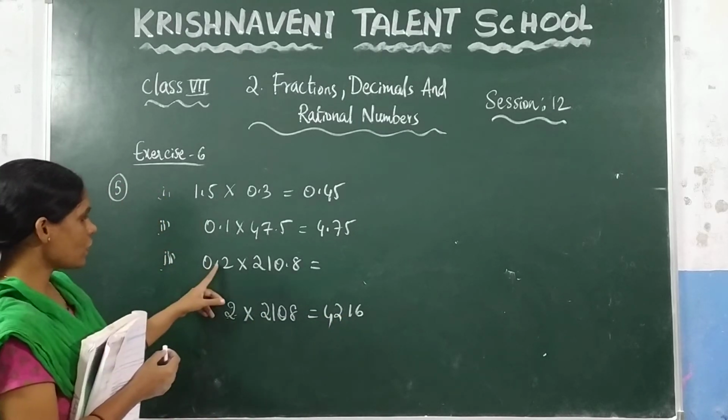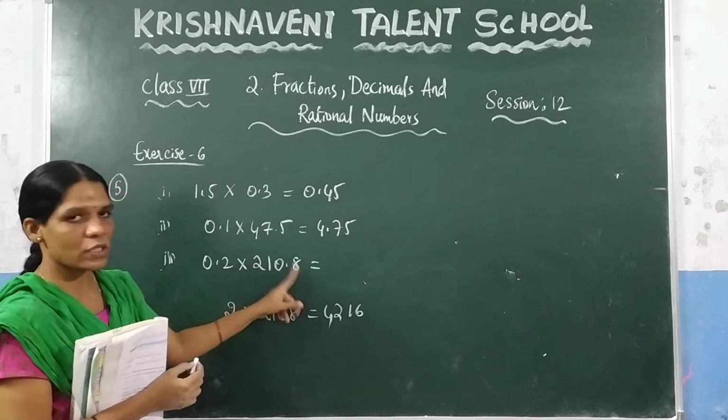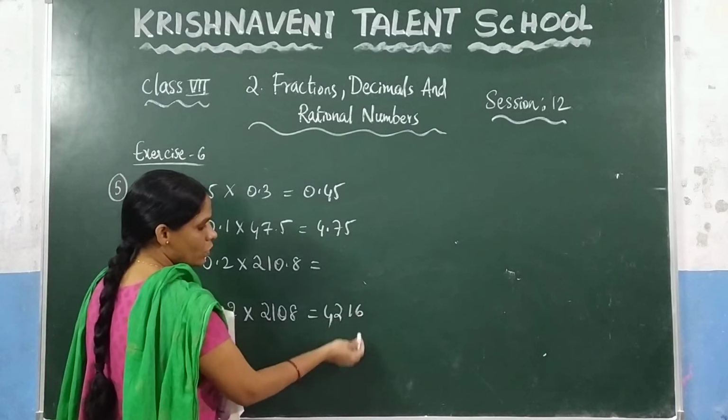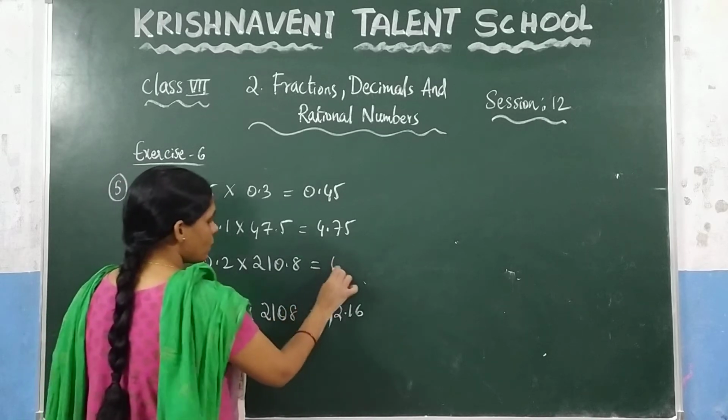Now here after the decimal point, how many numbers are there? Here 1 and here 1. So 2 numbers are there. Now starting from the right, count two numbers, 1 and 2, and before that you keep the decimal point. So what will be the answer here?